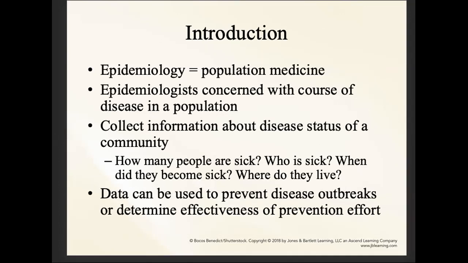So the first is that epidemiology is defined as population medicine. It's the study of the distribution and determinants of health-related states or events in specified populations. An epidemiologist is one who practices epidemiology, so they're concerned with the course of disease in a population. They collect information about the disease status of a community. They want to know things like how many people are sick, who is sick, when did they become sick, where do they live, and they use this data to prevent disease outbreaks or determine effectiveness of prevention efforts.